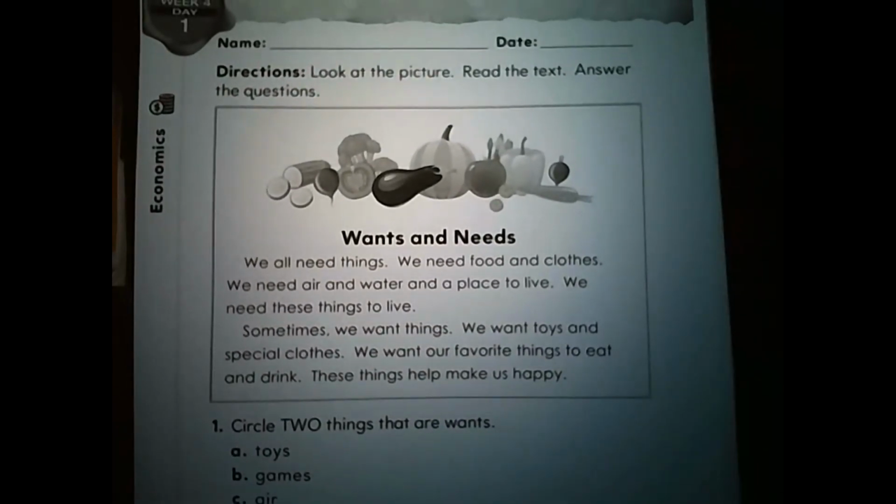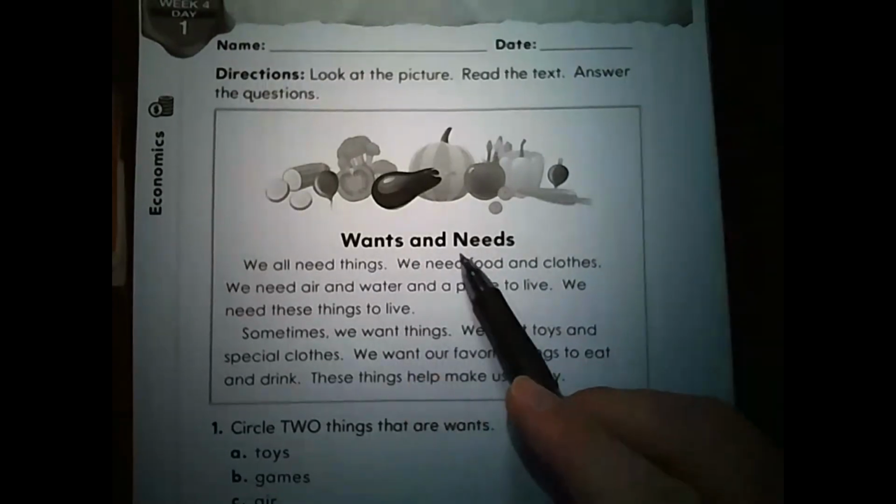And this is our day 1 activity for economics, or rather this is just the first start of our economics lesson. We're going to look at this picture, we're going to read the text right here, and then we're going to answer the questions the best that we can. And our passage here is called Wants and Needs.